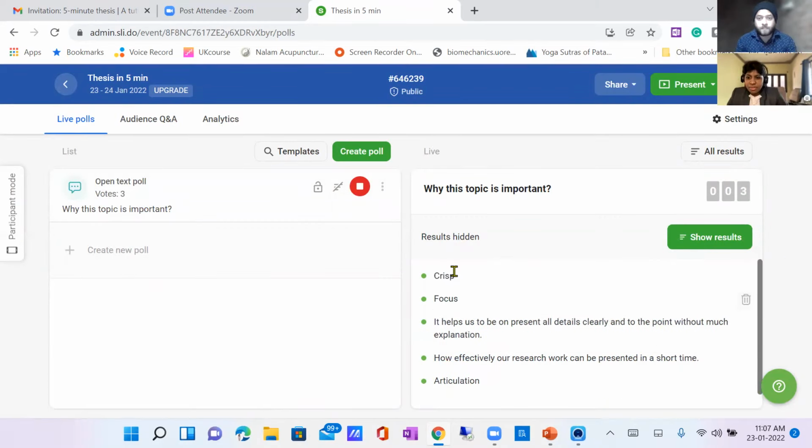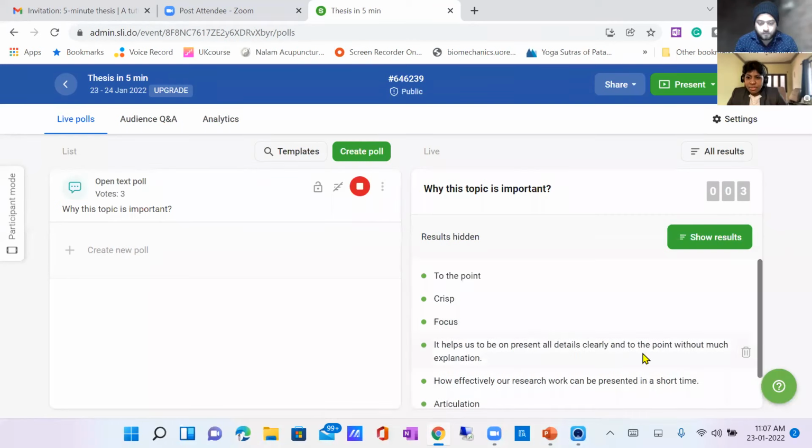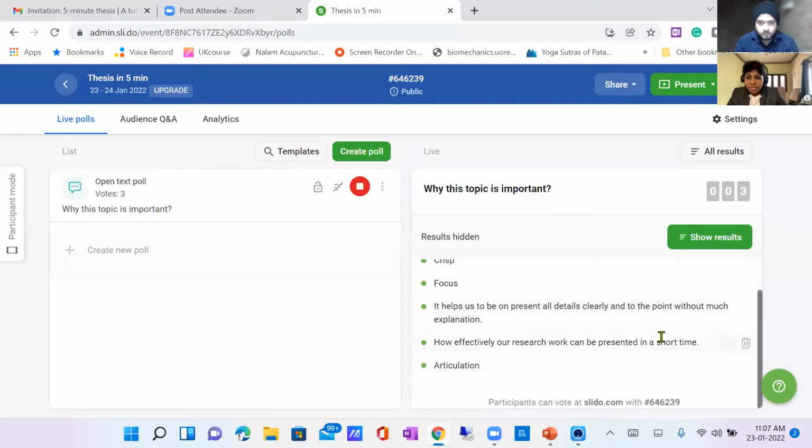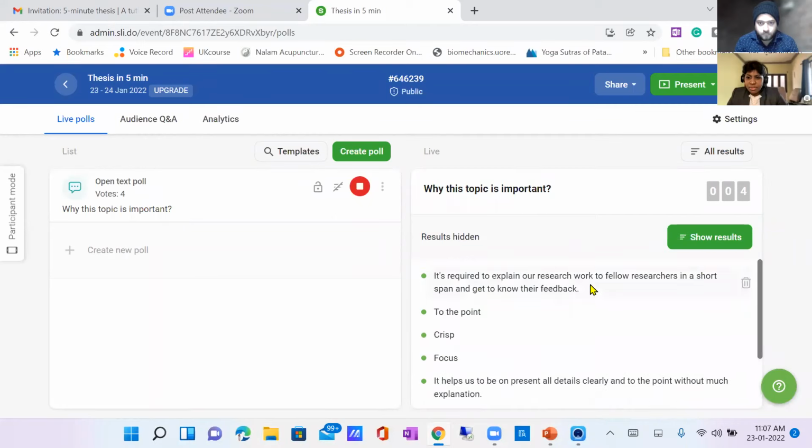Okay. So we were able to see the responses here. It's crisp, focused, clear and to the point, without much explanation. It shows how effectively our research work can be presented in a short time. Excellent articulation. Brilliant. It's required to explain our research work to fellow researchers in a short span and get to know their feedback. Excellent.